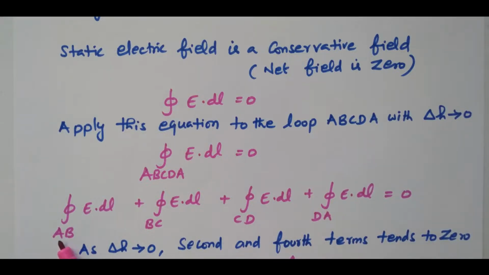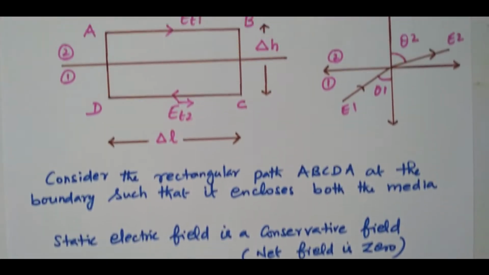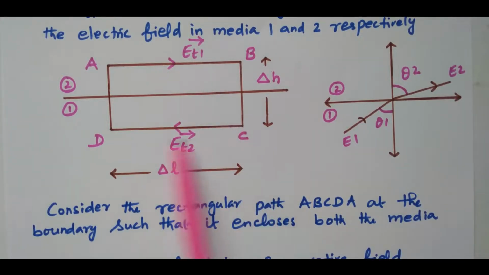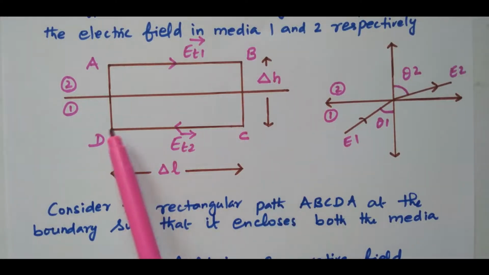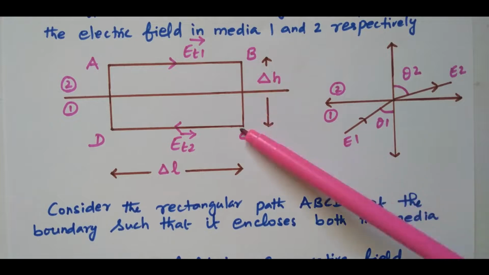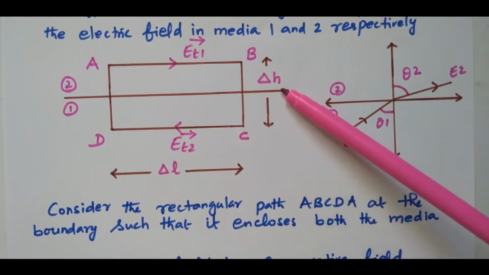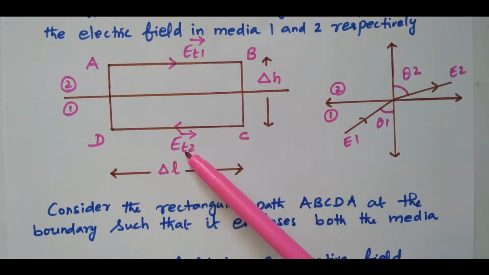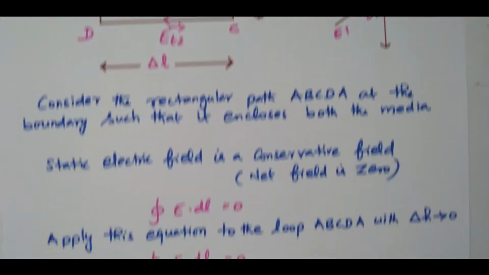What is the electric field intensity in AB, BC, CD and DA? Now refer to the diagram. The electric field intensity along AB is Et1 into delta L. CD is Et2 into delta L. What about BC and DA? This delta H is approaching 0, so the value is 0 here, assuming the height is 0. So we have Et1 into delta L minus Et2 into delta L.